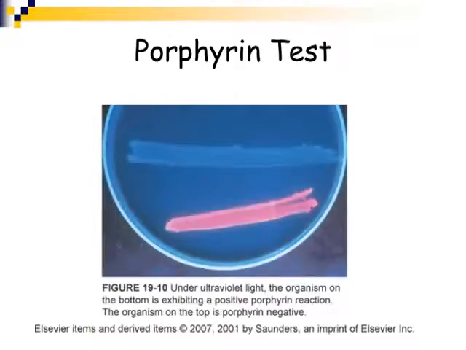And so here's what you would get. Under ultraviolet light, the organism that is positive for a porphyrin reaction reacts to that delta ALA, and the medium will fluoresce. So the bottom organism is porphyrin positive, and the top organism is porphyrin negative. But this test, like I said, is not done in the clinical lab anymore.